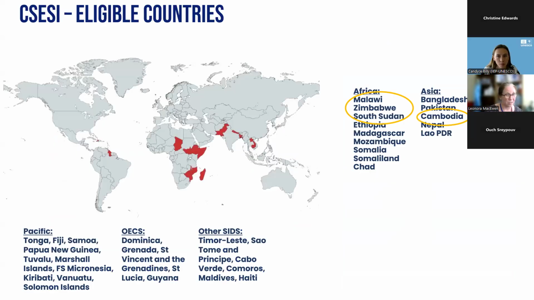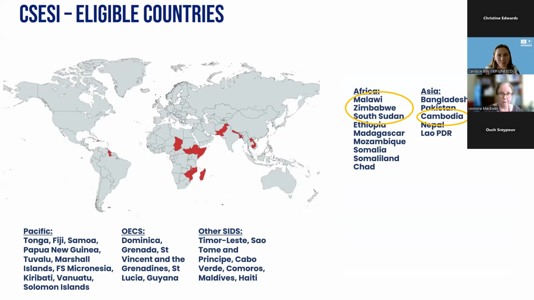So on the next slide, you can see that we have 34. Well, it's kind of hard to see because there are quite a few small island states, but 34 countries that are currently eligible for the CSESI, including the 4 countries that are represented here today, and that will be part of this initial community of practice.